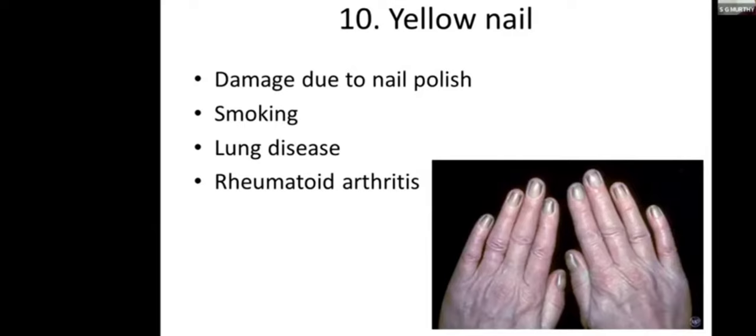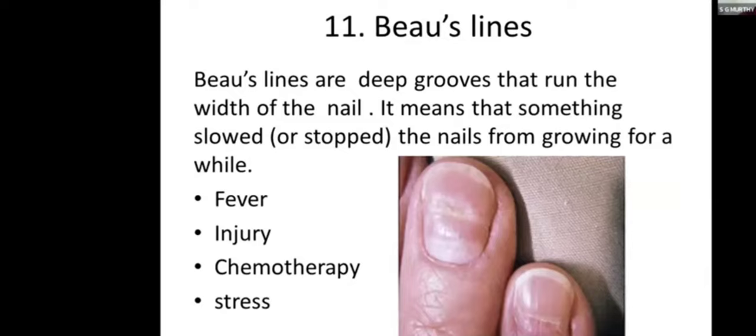Yellow nail, because of damage caused by nail polish, smoking, lung disease, and rheumatoid arthritis. So remember, yellow nail, nail polishes, and smoking. So yellow nail dekha, you can just ask cigarette peete kya. Patient will be sort of impressed by your detective knowledge.